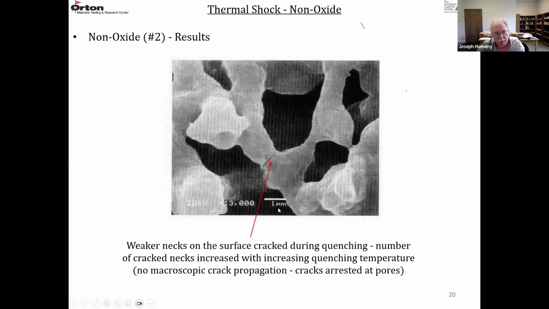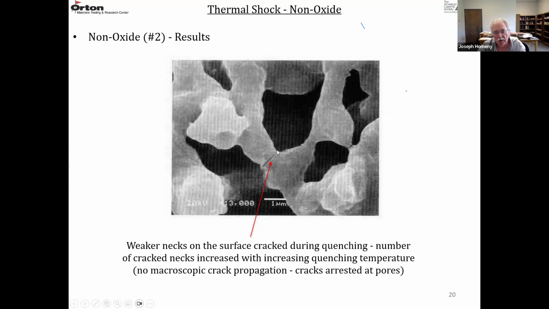So the kind of damage taking place was these neck regions were cracking. So you can see a neck region here that has a crack in it. Here's another crack. So the weaker neck regions on the surface cracked during the quenching, and the number of cracked necks increased with increasing quenching temperature. So these type of cracks along the neck regions, the density of the cracks increased with increasing temperature. And they noted there was no macroscopic crack propagation.